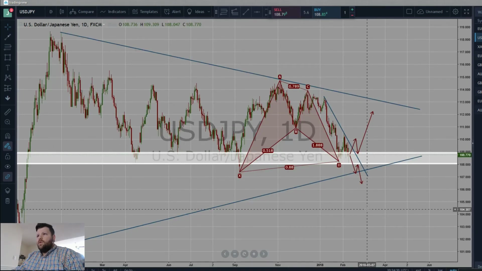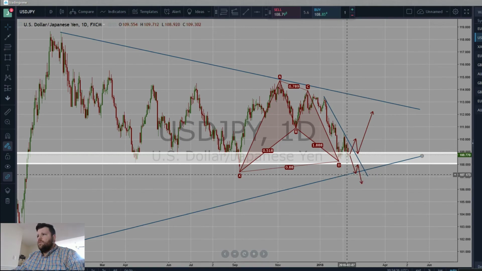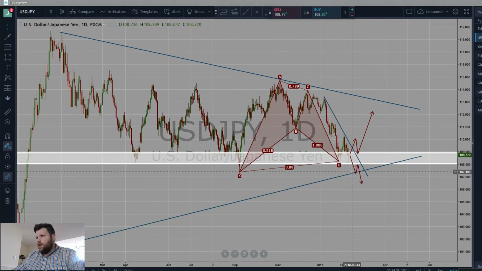Alright, looking at UsdJpY on the daily time frame, we do have a bat that completed last week or the end of the week before that, not entirely sure. We should still see some bullish momentum out of this. You can see the double bottom on the zone that's drawn, waiting for a break of the trend line and a retest of the trend line and or the zone before continuing upward, but we should see bullish momentum out of this.